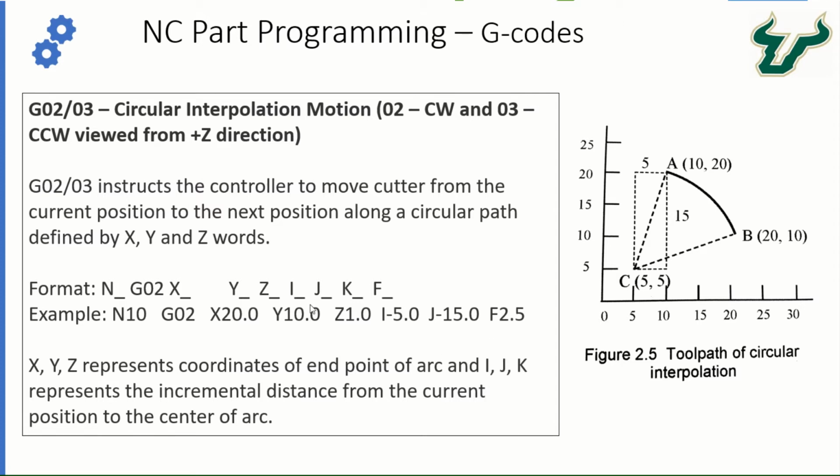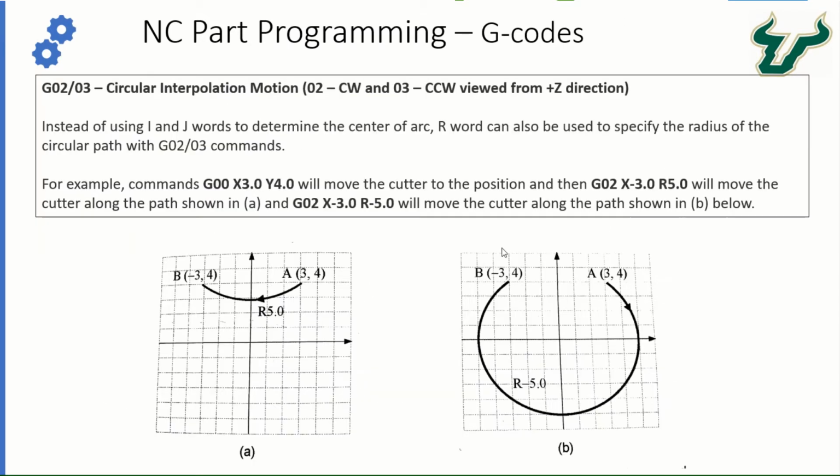And also you can indicate the center of an arc by simply using the radius of that arc, and you don't need to really do it using I and J. So how do we do it? We can specify it by using a different command here. Again, the same thing, G02 or 03, depending on if it's clockwise or counterclockwise. Instead of using the I and J words, we can use the R word, which is used to specify the radius of the circular path with these G02, 03 commands.